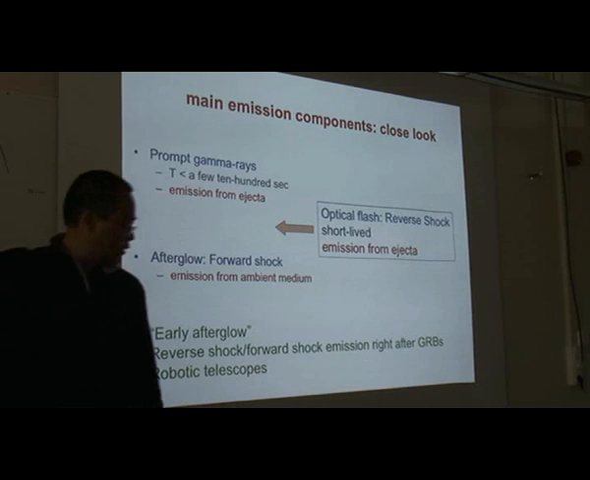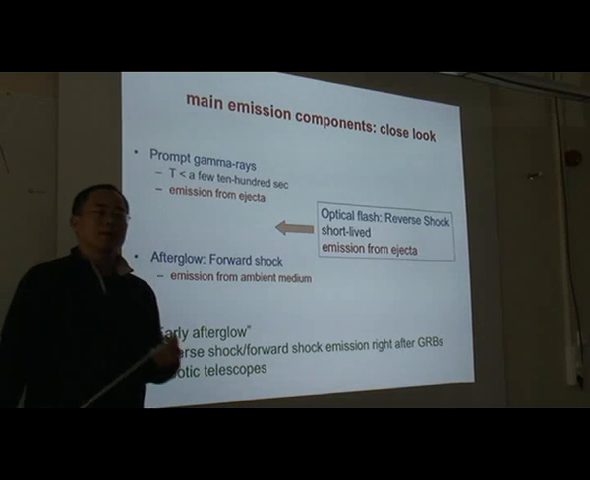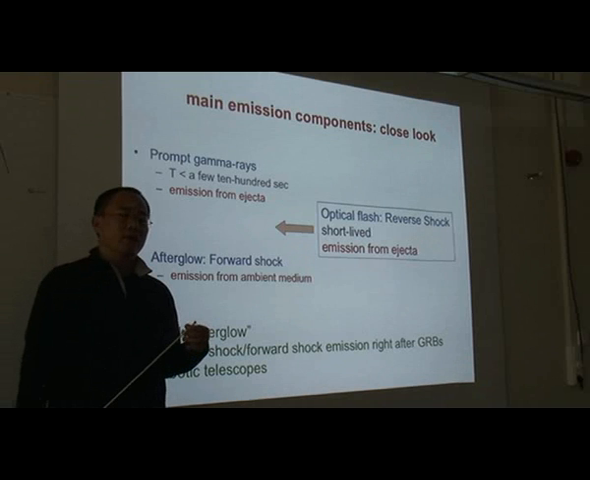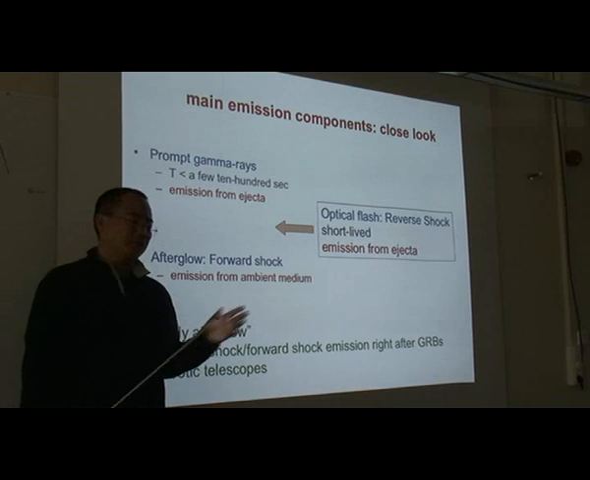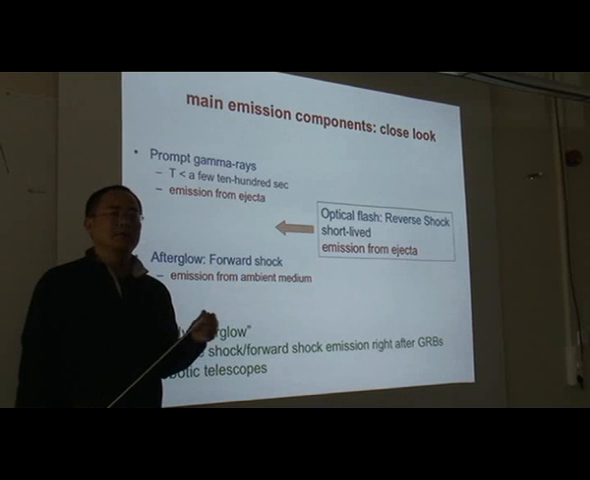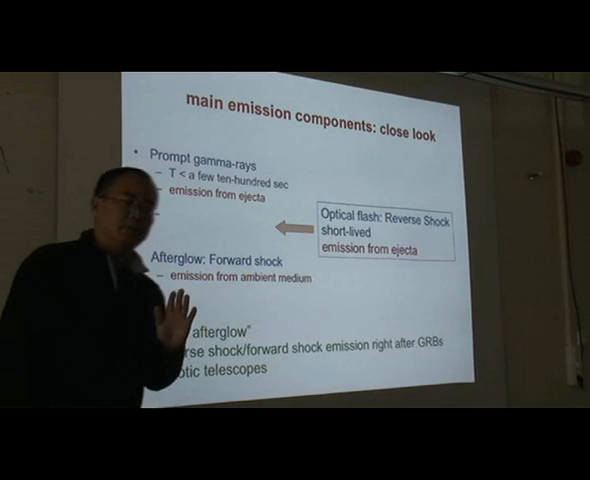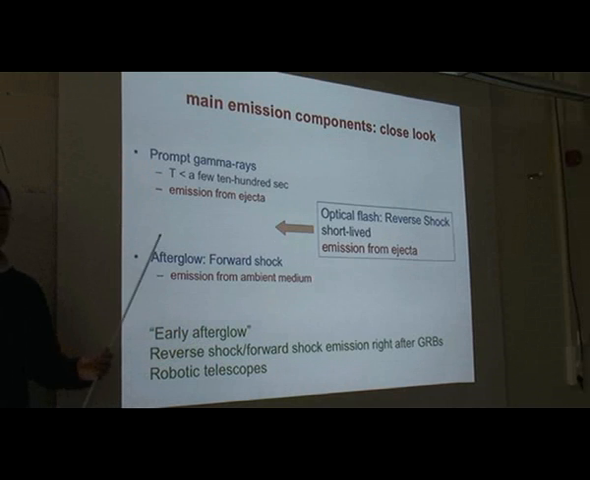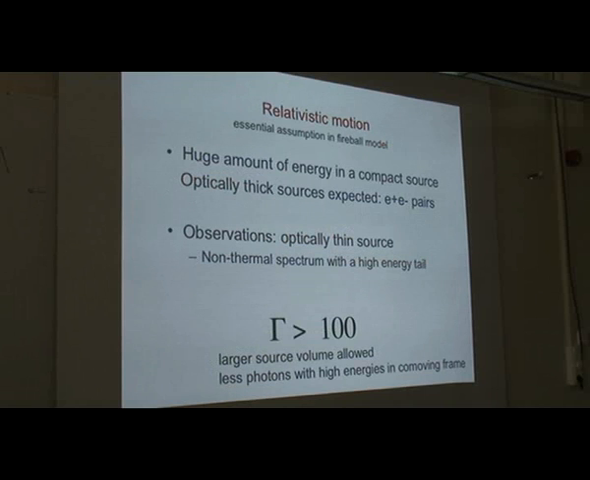For example, we are operating 3 2-meter telescopes. One is in La Palma, Spain, one is in Hawaii, and the other one is in Australia. Usually we can start observation about 200 seconds after the gamma-ray burst. To do this kind of observation, we need an automated system. Otherwise, if somebody needs to stay up and wake up all night, it's pretty tough.